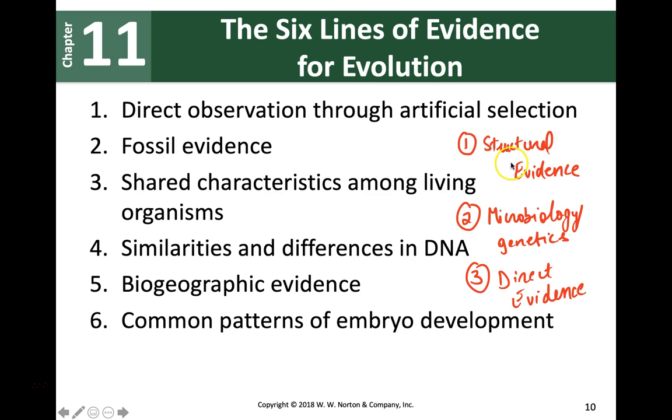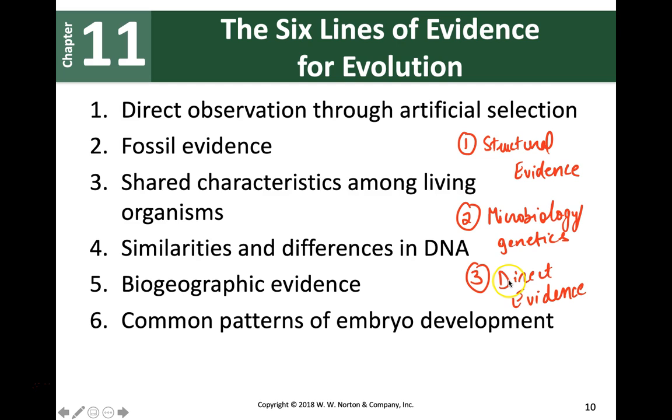Okay, so under structural evidences, we have the homologous structures, we have the embryo development. The microbial genetics is where you actually see how similar or different the DNA is, and that's how we can tell that evolution happened and how closely related one species is to another. And then, guys, we have the direct evidence.